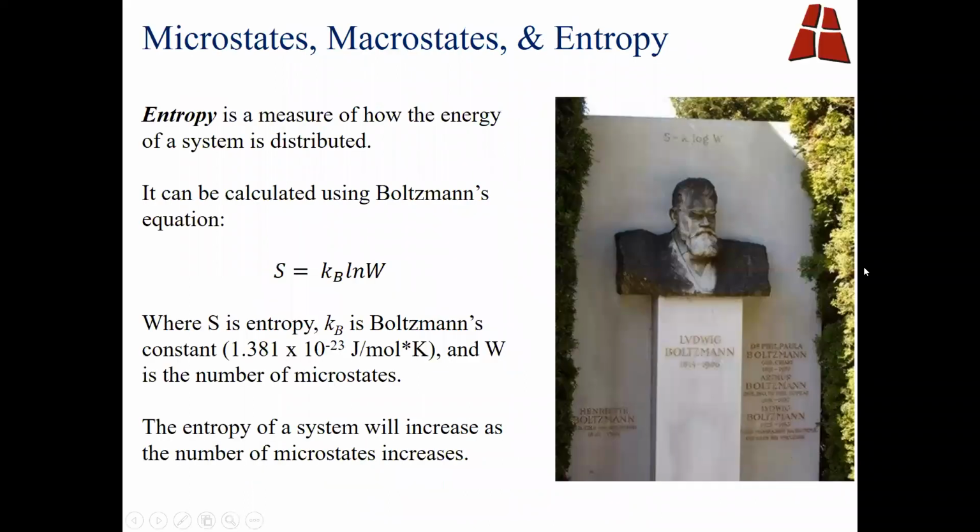Okay. So where we left off last class was talking about what entropy is, in particular how we quantify it using Boltzmann's equation. Reminder that we represent entropy with the variable S. We have the Boltzmann constant shown there, and then W is the number of microstates. And as the equation would suggest, the entropy of our system will increase as the number of microstates also increases.